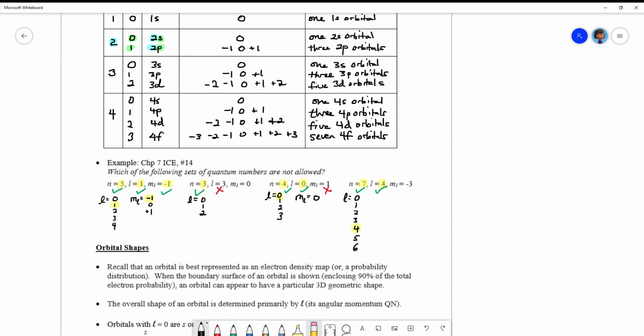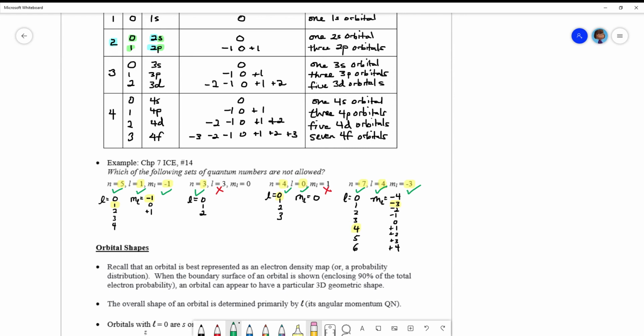And when L is equal to 4, what are the allowed values of M sub L? Well, they are -4, -3, -2, -1, 0, +1, +2, +3. I'm going to barely fit it in, +4. And when we take a look, well, there it is, the -3 that we were looking for for M sub L, which makes this set of quantum numbers allowed. So the first and last set of quantum numbers are good, but the two middle sets are not allowed.